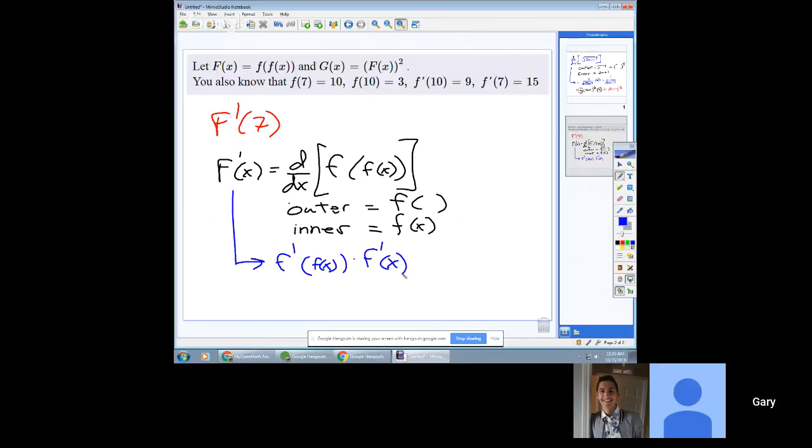So then to figure out what F prime of 7 is, we should just be able to plop a 7 in there. So F prime of 7 should be f prime of f of 7 times f prime of 7. So now we're going to figure out if we can evaluate all of that if we were given enough information.